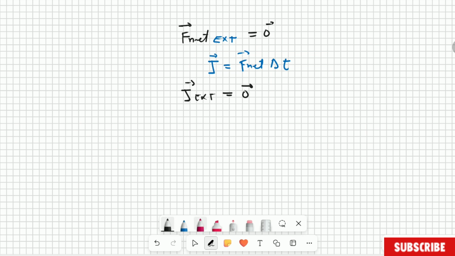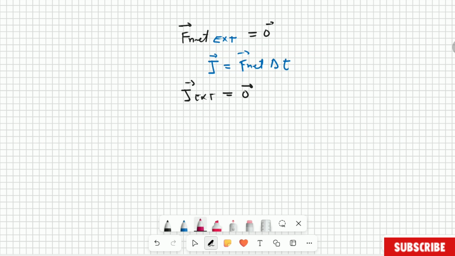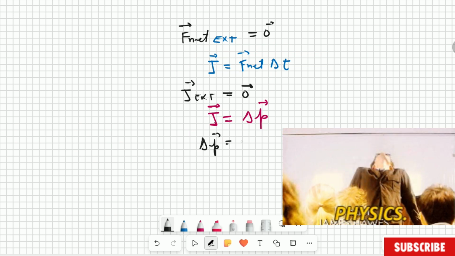Alright? But you also remember the impulse momentum theorem. What does the impulse momentum theorem say? Impulse is equal to the change in momentum. So let's write it here. Impulse is equal to the change in momentum. That is the impulse momentum theorem we learned last time. So if the impulse is 0, it means that the change in momentum is also 0.